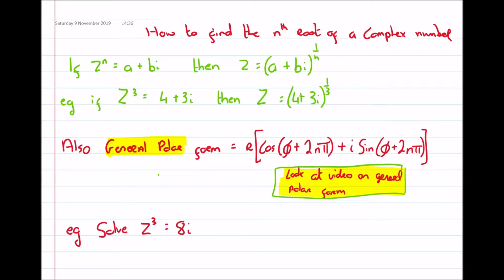Also, we know that in polar form a complex number is r cos theta plus i sin theta. In general polar form, instead of writing in just the theta, we add in a 2n pi. If you don't remember that, look at the video in complex numbers for general polar form.